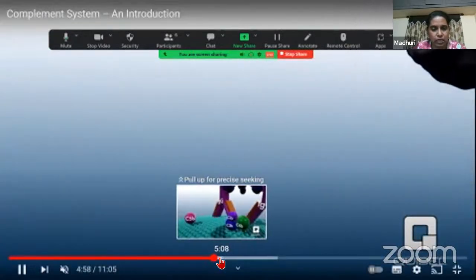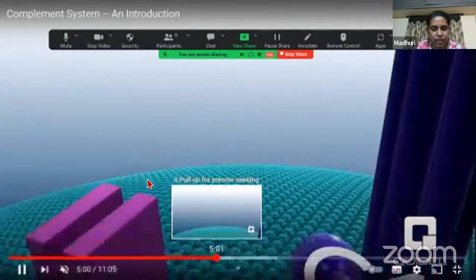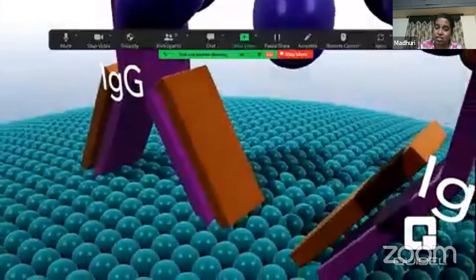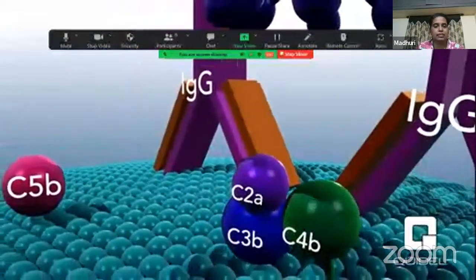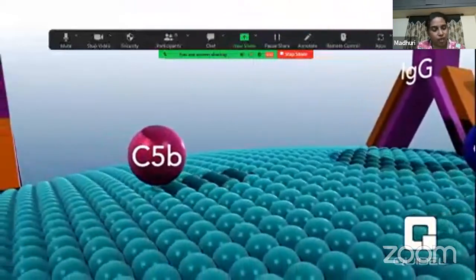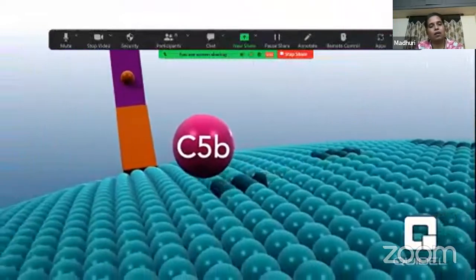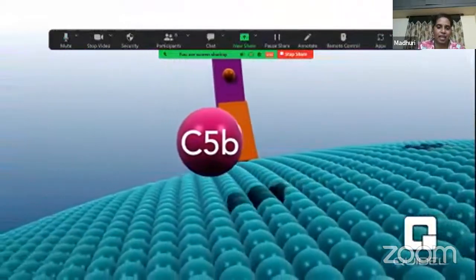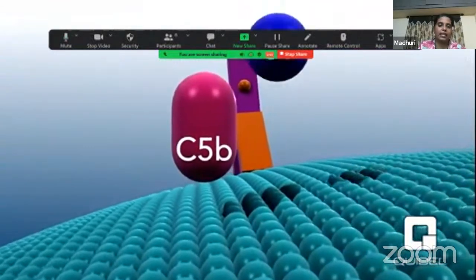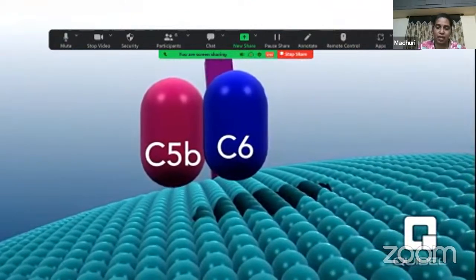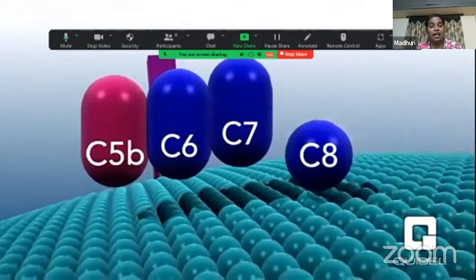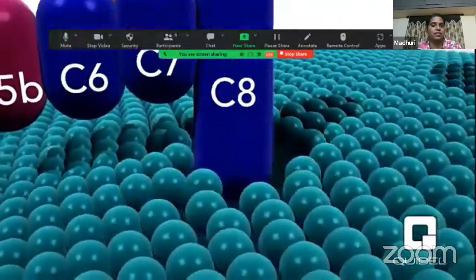So what happens once C5 comes into the picture? C5 is again sitting cozily with its friends. The next components coming into the picture are C6, C7, C8, and C9. I've told you C5b is very unstable, that is, it does not have stability, so it has to be attached to the other components, C6, C7, C8, and C9. These come and attach themselves to C5b. Remember, 6, 7, 8, and 9 do not break open.